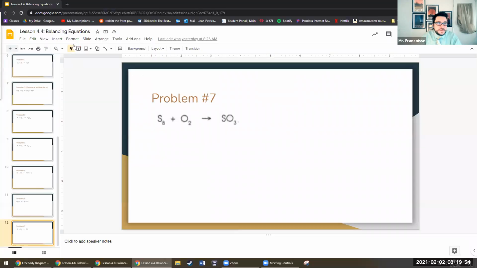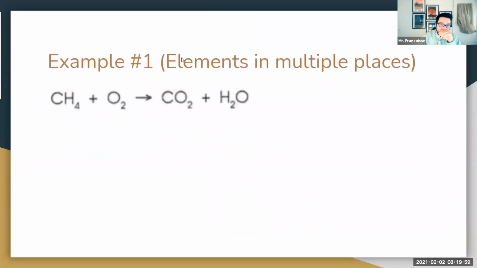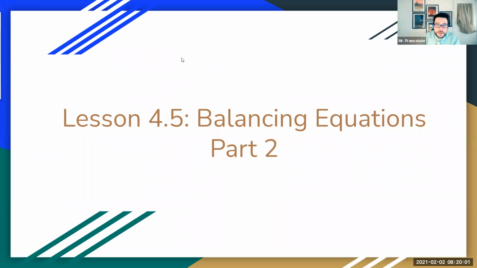So let's go ahead and close this off. Let's go back to today. So today we're on 4.5. We're going to do a second round of balancing. So for part 2 today, we're going to look at how to deal with problems that are a little bit more complicated, and we'll see why they're more complicated in just a second.